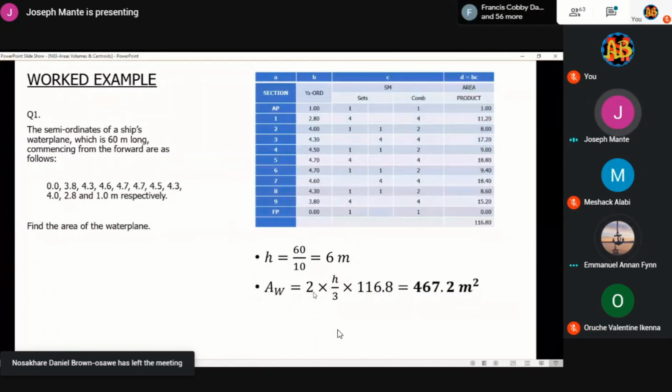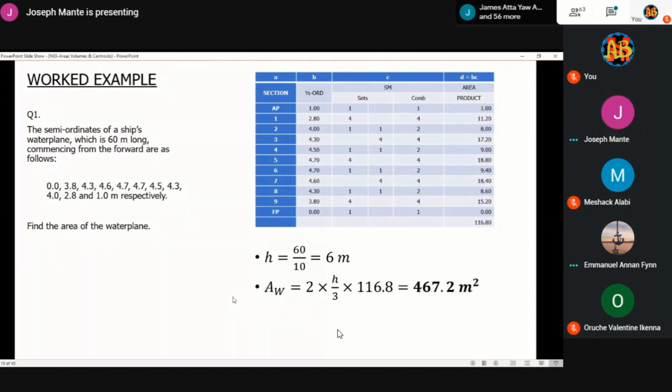And the 2 here is, since it's half breadth, now you want to have the total area of the surface of the ship. So if you want to have the total, just multiply it by 2. So when you multiply the area product by 2, you should be able to get the water plane area of the ship. The water plane area of the ship will tell you exactly the area that you are having. So this is basically that.